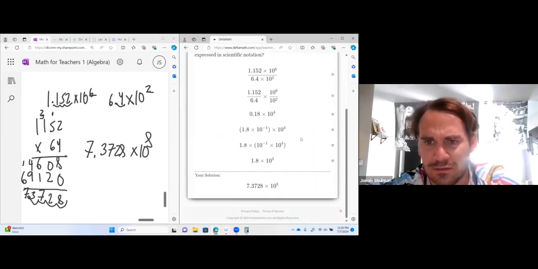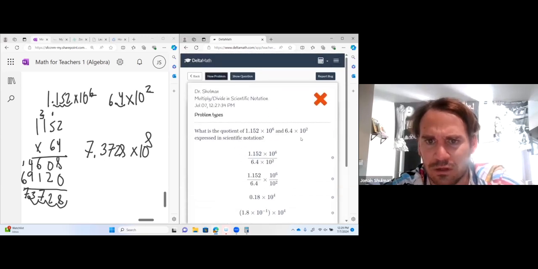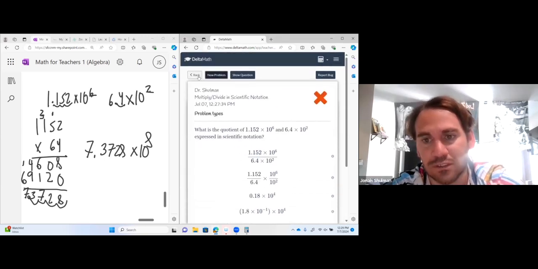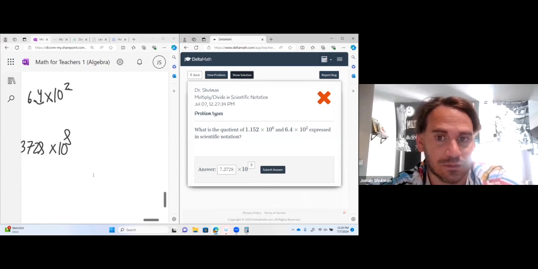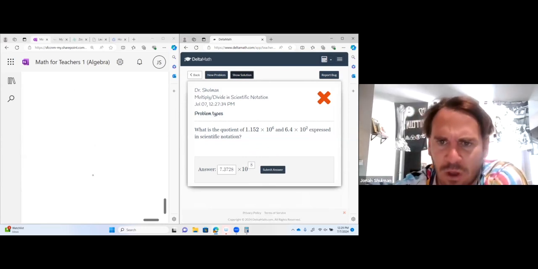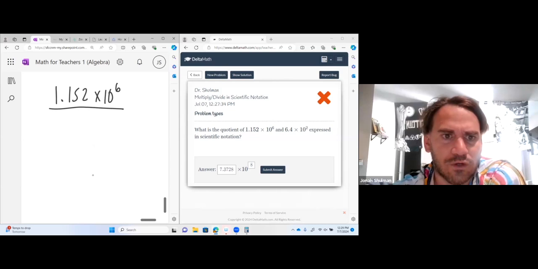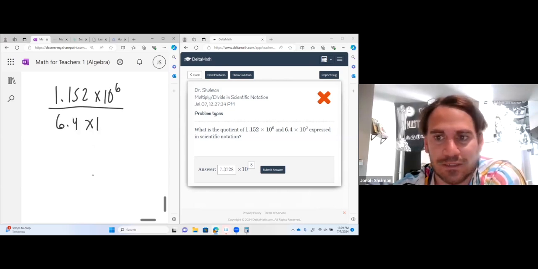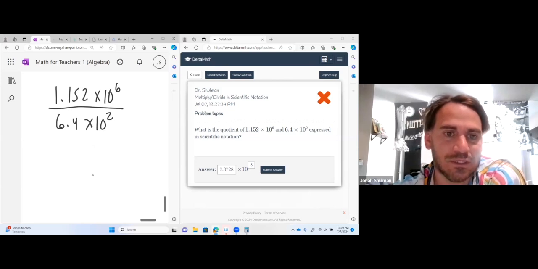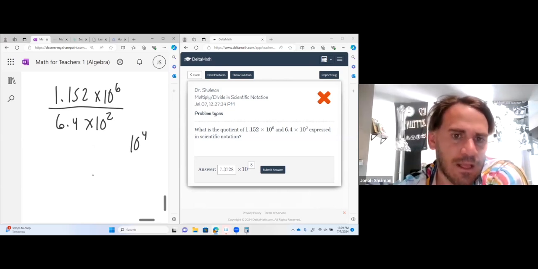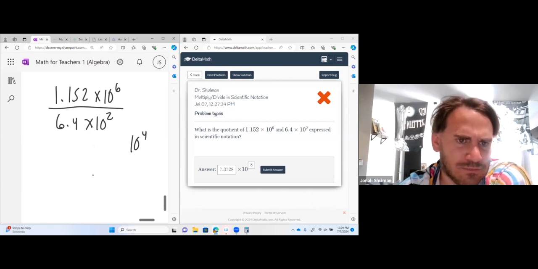What? Did I multiply wrong? Oh, it says quotient. It's division? All right. I'm just going to go back and divide this. So let's go to the question. I multiplied it. So let's do division. What is the quotient of 1.152 times 10 to the 6th over 6.4 times 10 squared? Well, 10 to the 6th and 10 squared, that's 10 to the 4th.